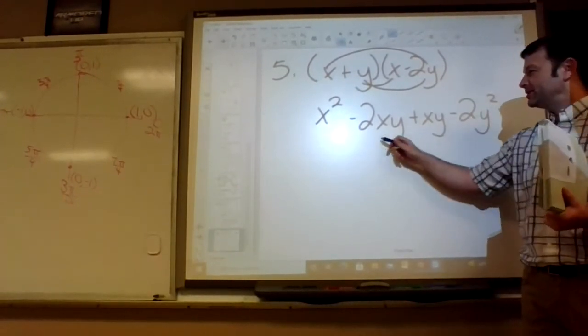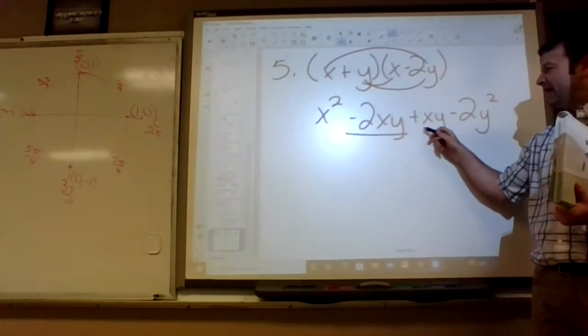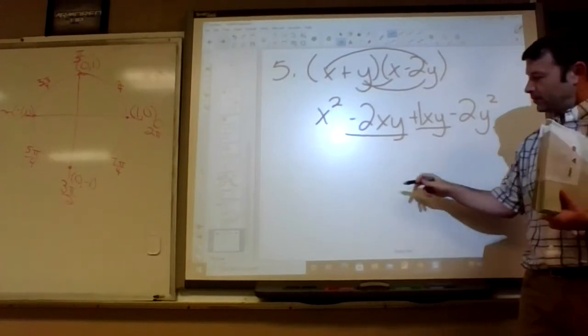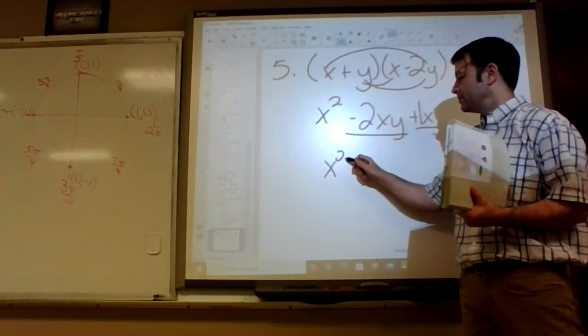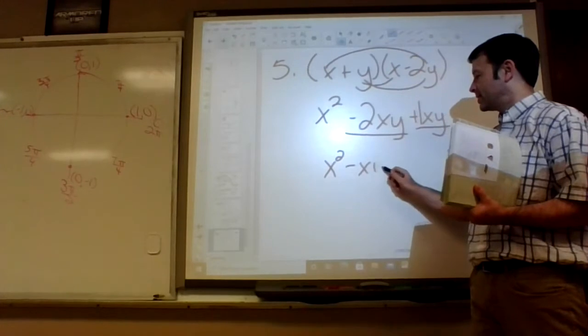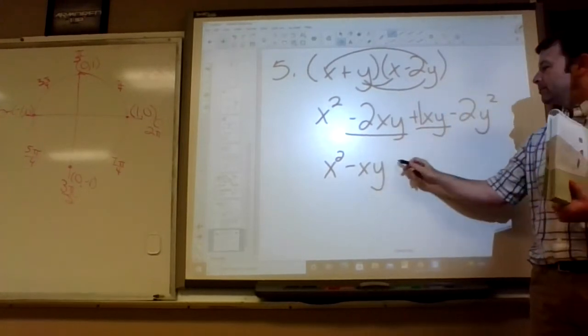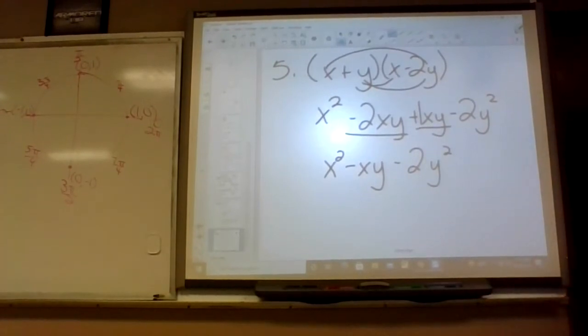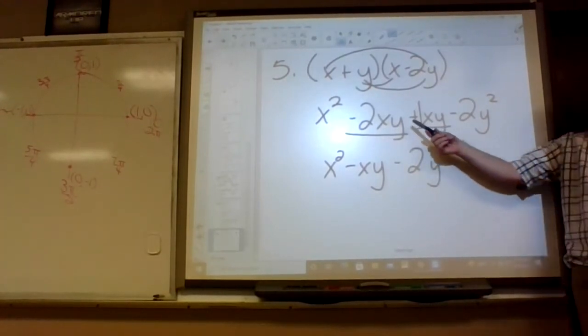Okay, do we have any like terms? What's negative 2 plus 1? Negative 1. So we have x squared minus 1xy, or just minus xy, minus 2y squared.